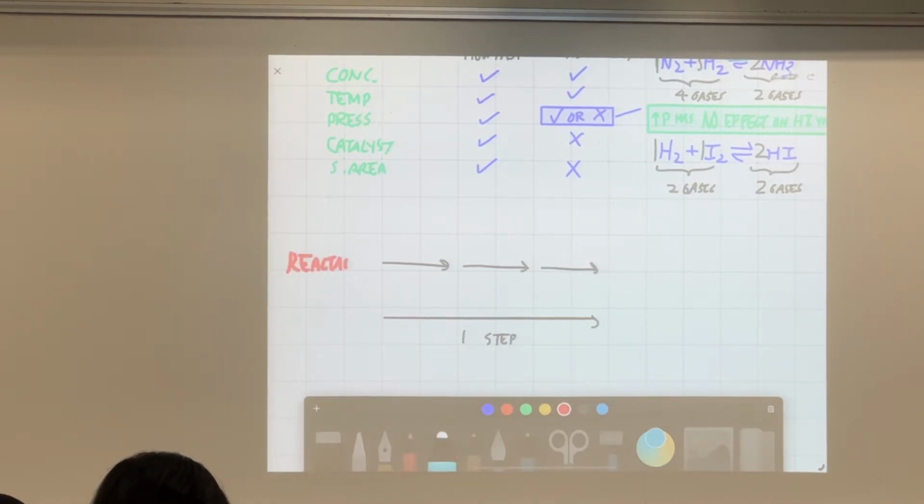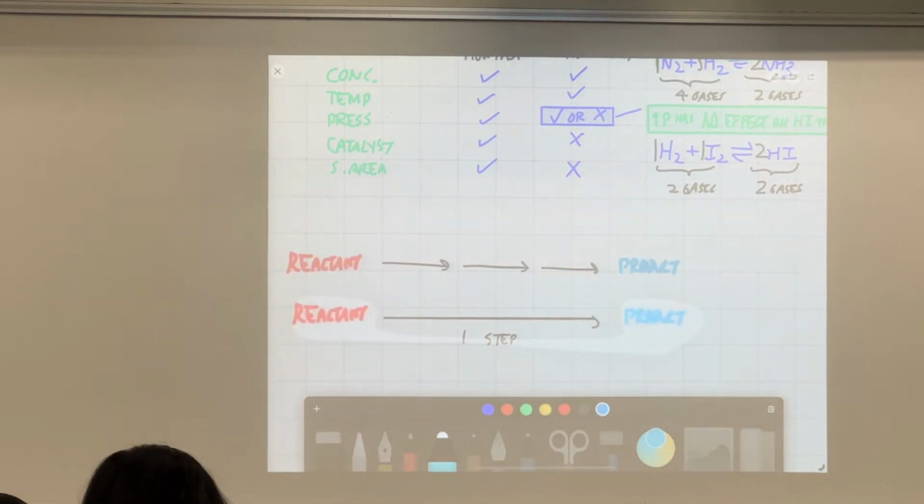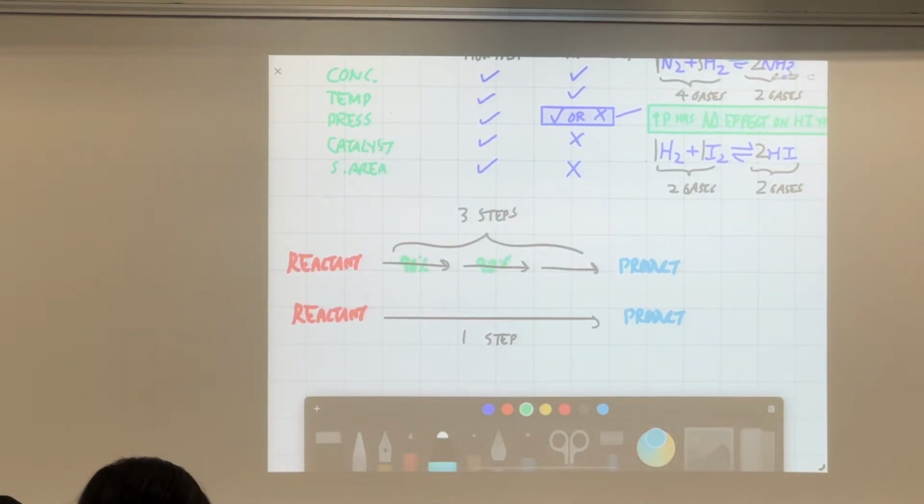And then alternatively, there's another reaction that will convert the same reactant into the same product, but at a cost this time. Okay, there are 3 steps. And assuming that each step has a yield of 90%, now remember that discount analogy.